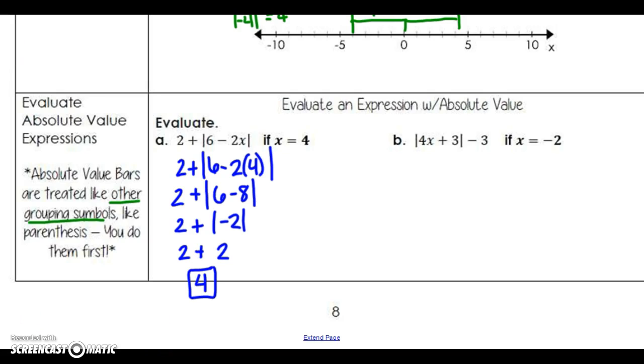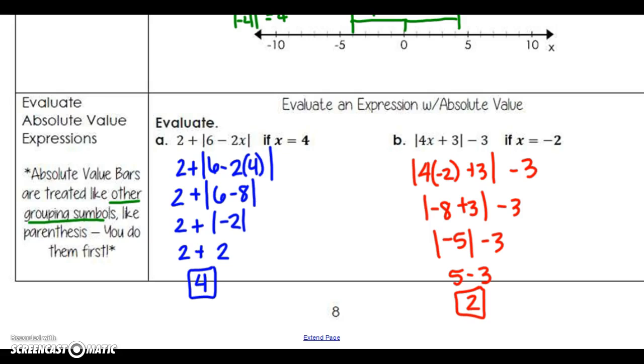Go ahead and try B on your own and then check when you're ready. And hopefully you got 2 for your answer. If not, pause the video, look through those steps, and find where you made your error.